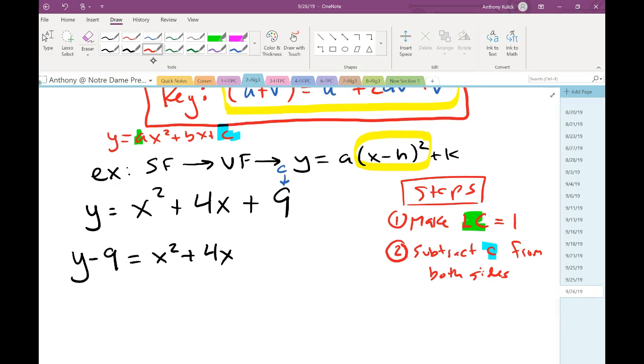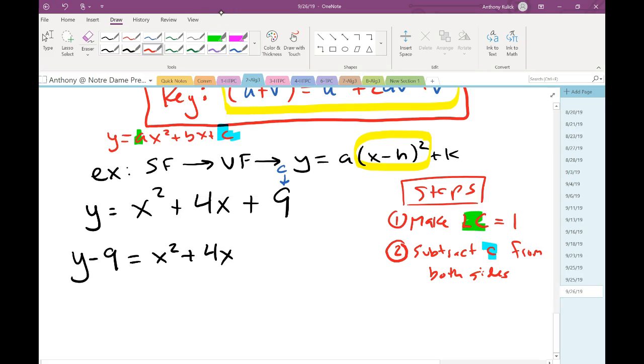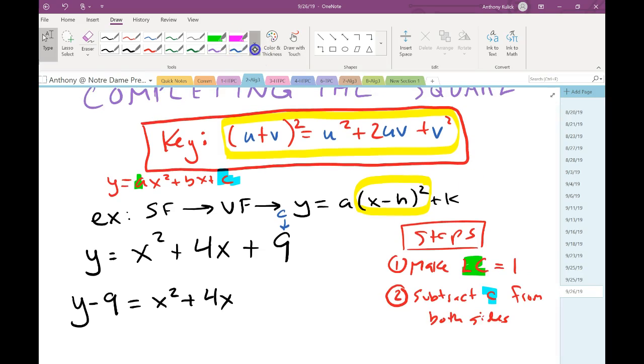Okay, so this is the tricky part now. We haven't done anything that's terribly difficult, right? We just moved the 9 over to the other side. I want to make this x squared plus 4x into something in the form u squared plus 2uv plus v squared. Okay with that?